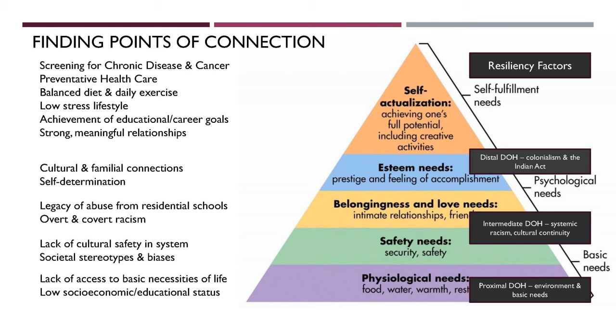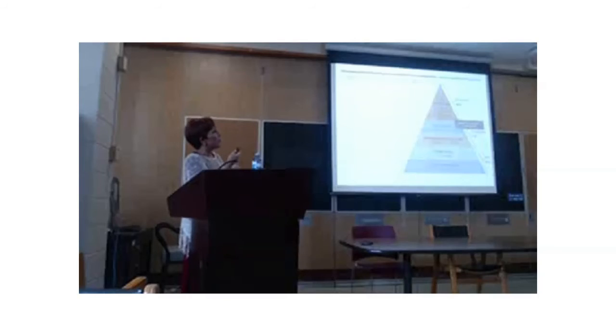So what do we do about this? How do we put it all together? Well, I like to use Maslow's hierarchy of needs because most people know this pretty well. How do all of those Indigenous social determinants of health fit with something like this? Well, the esteem needs correlate with the distal determinants of health because that's where our cultural and familial connections are, and our self-determination.